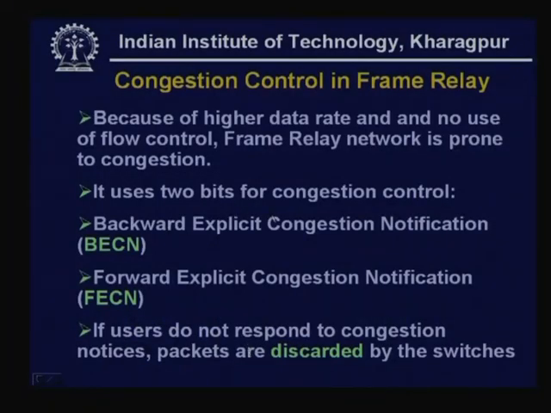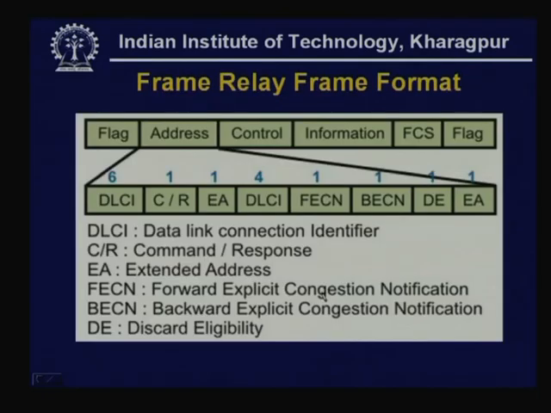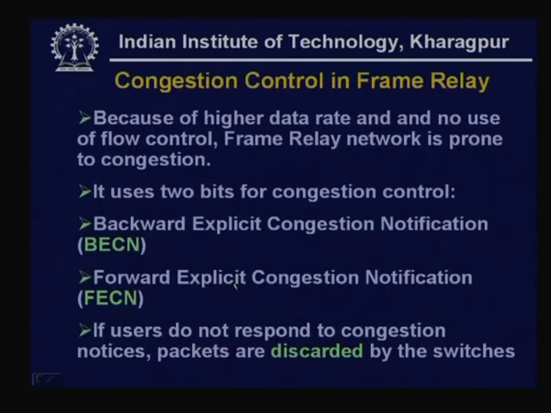So, it uses 2 bits for congestion control. One is the backward explicit congestion notification, BECN, bit, another is the forward explicit congestion notification, FECN, and also another bit is used, that is the DE, discard eligibility bit, which is used for packet discarding. Whenever other things do not work, this discarding is performed. Let us see how it is being done.